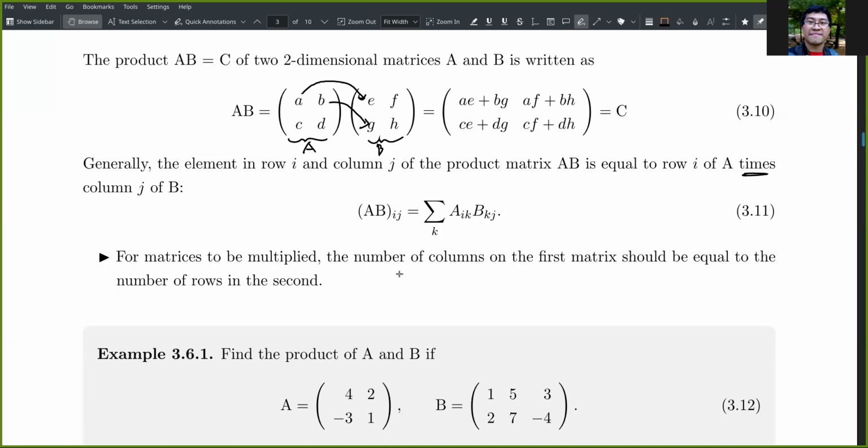For matrices to be multiplied, the number of columns of the first matrix should be equal to the number of rows of the second matrix. Because let's say this one has an extra row, let's say x y here. This multiplied by this would not be defined.